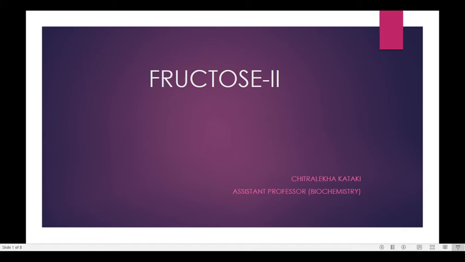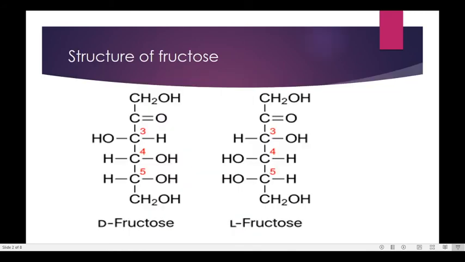Hello everyone. So in this part of my video, I'm going to discuss the structure of fructose and its properties, that is, the physical and chemical properties of fructose. So this is the straight chain structure of fructose, and here as you can see it has 6 carbon atoms, and this ketone group is the functional group.